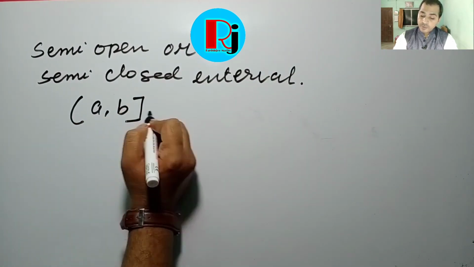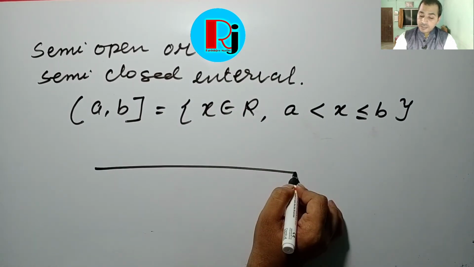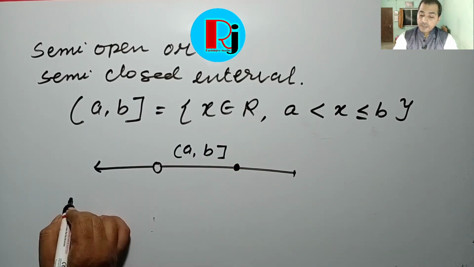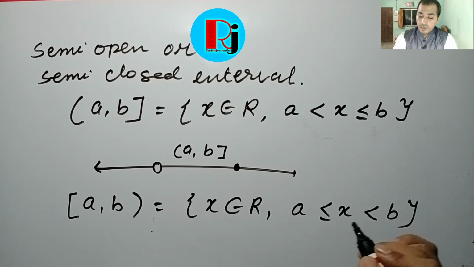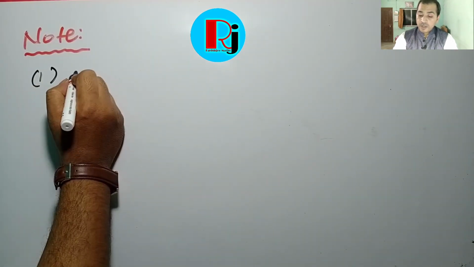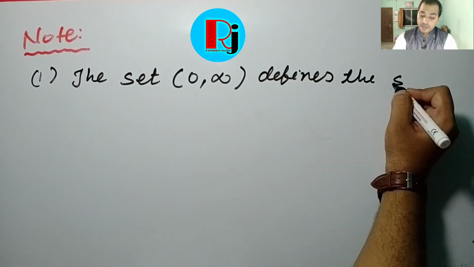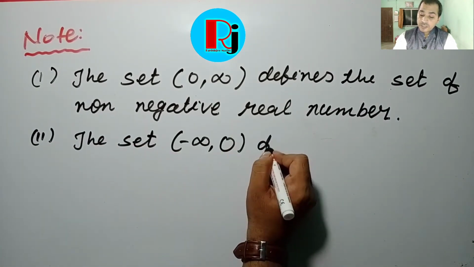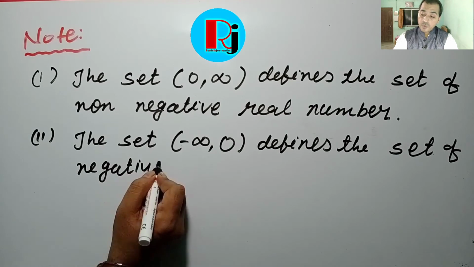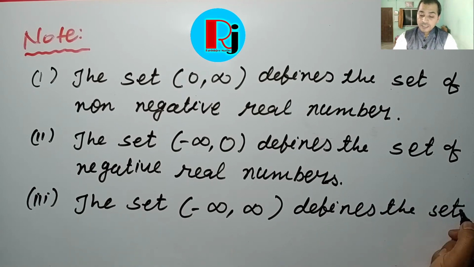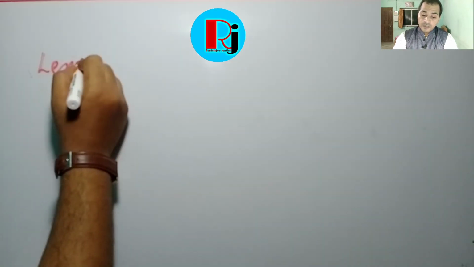Semi-open or semi-closed interval: open-closed interval (a, b], x belongs to R, a less than x less than or equal to b. Here a is open and b is closed. Similarly, a is closed and b is open, x belongs to R, a less than or equal to x less than b. Note: the set 0 to infinity defines the set of non-negative real numbers. The set minus infinity to 0 defines the set of negative real numbers. The set minus infinity to infinity defines the set of real numbers.